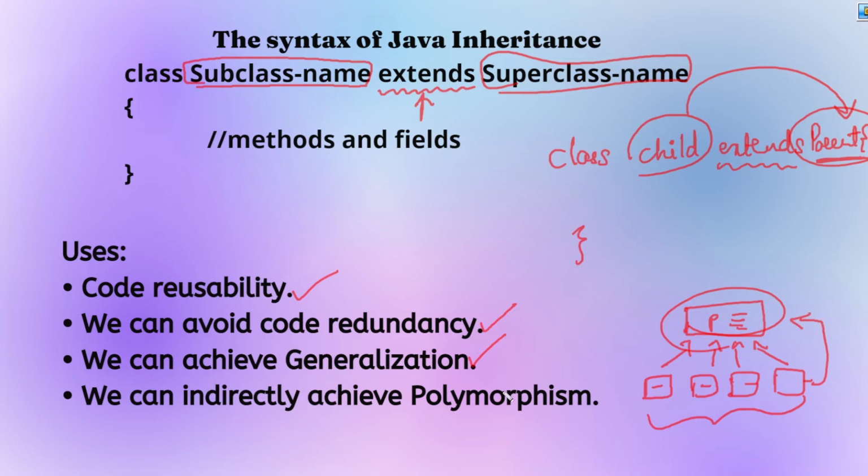We can directly achieve polymorphism. Again, polymorphism we are going to see in our further sections. When you learn about polymorphism, just relate it to the previous topics and you will understand the concept.